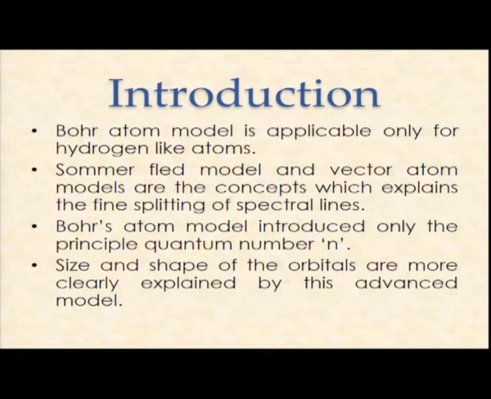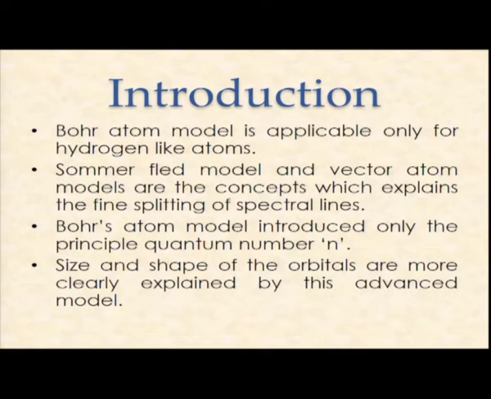Bohr's atom model introduced only the principal quantum number. Other quantum numbers which are in use in atomic physics and in modern physics were proposed by Sommerfeld and in the vector atom model. Then the size and shape of the spectral line of an atom is explained by the advanced models like Sommerfeld model, vector model, and so on.